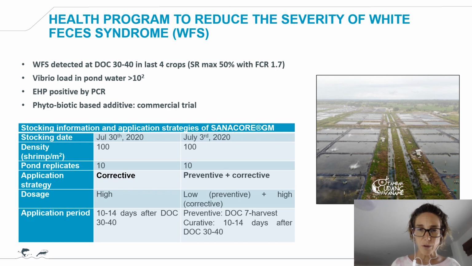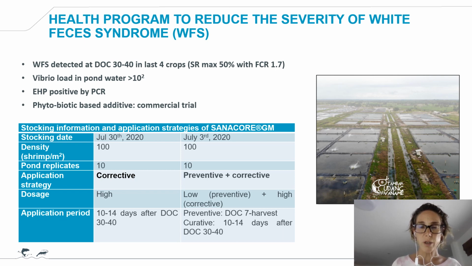This trial was designed to compare 2 possible approaches when applying a phytobiotic-based additive. In this case, it's not an organic-based additive, but a phytobiotic-based additive composed of phytobiotic compounds, organic acids, and yeast extracts. As I said, 2 approaches were compared: a corrective approach where the animals were treated only during the high-risk period, DOC 30-40, and a preventive plus corrective approach where the animals were treated with a low dose for the entire grow-out plus a high dose of the additive during the high-risk period, DOC 30-40.